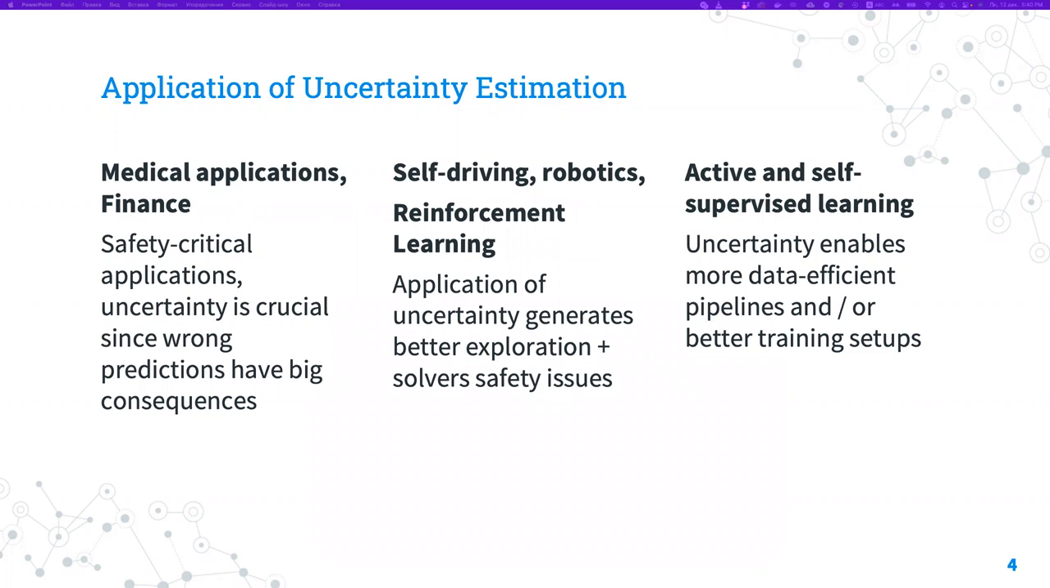Just a couple of examples of applications for this. I roughly divided them into three groups. One could be medical applications and finance, areas where we need safety and need to be sure about the predictions we are making. For example, we cannot wrongly say that a person has cancer, because the cost of the error is very high. Another application is robotics and self-driving, where we use uncertainty for better exploration, for example. The third one is active learning and self-supervised learning. With uncertainty, we can use more data-efficient pipelines such as active learning, or sometimes we can just improve our training in many ways and make our model better. But that's not the full list. Obviously, there are many more applications, but this should give you a rough understanding that the topic and the area are important.